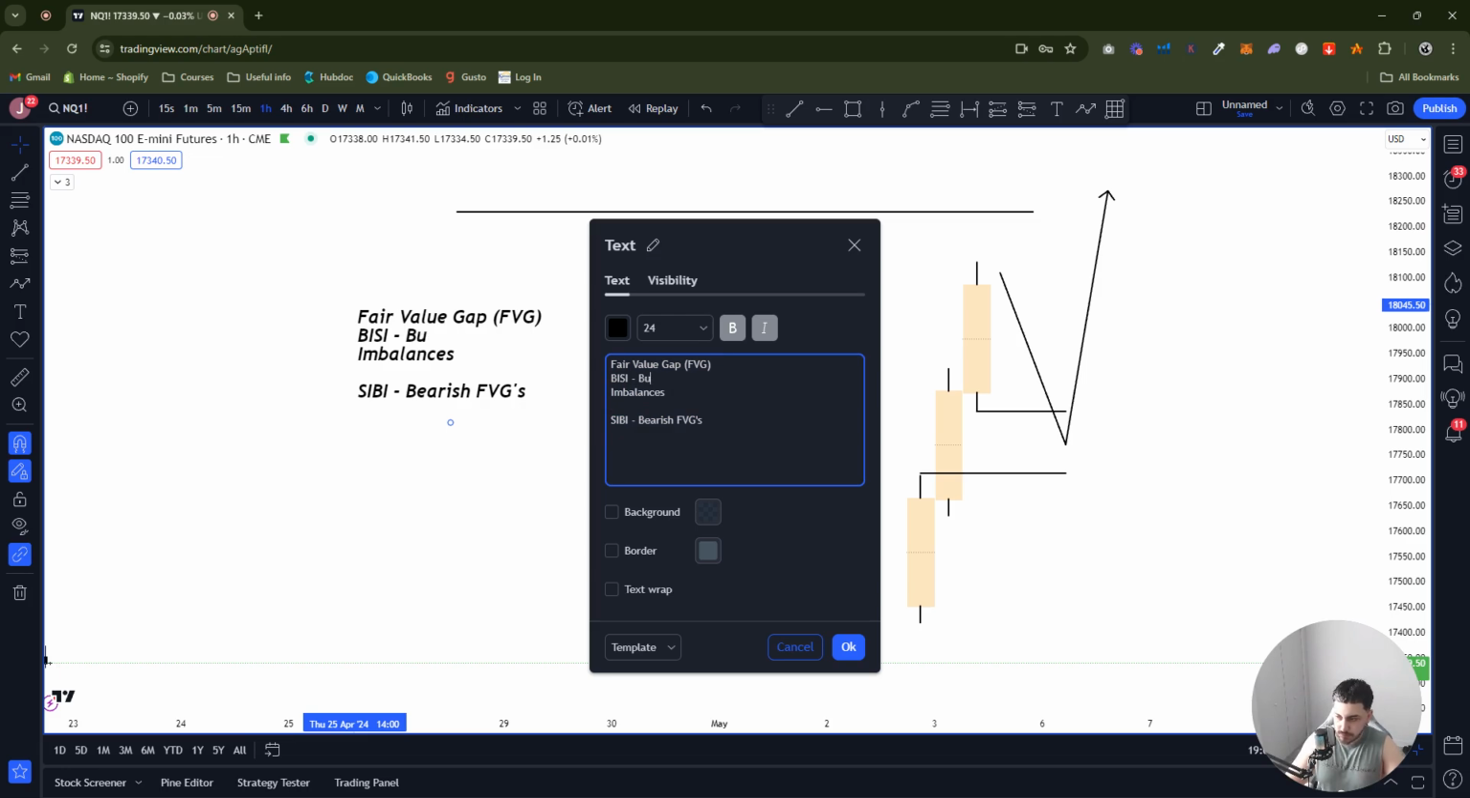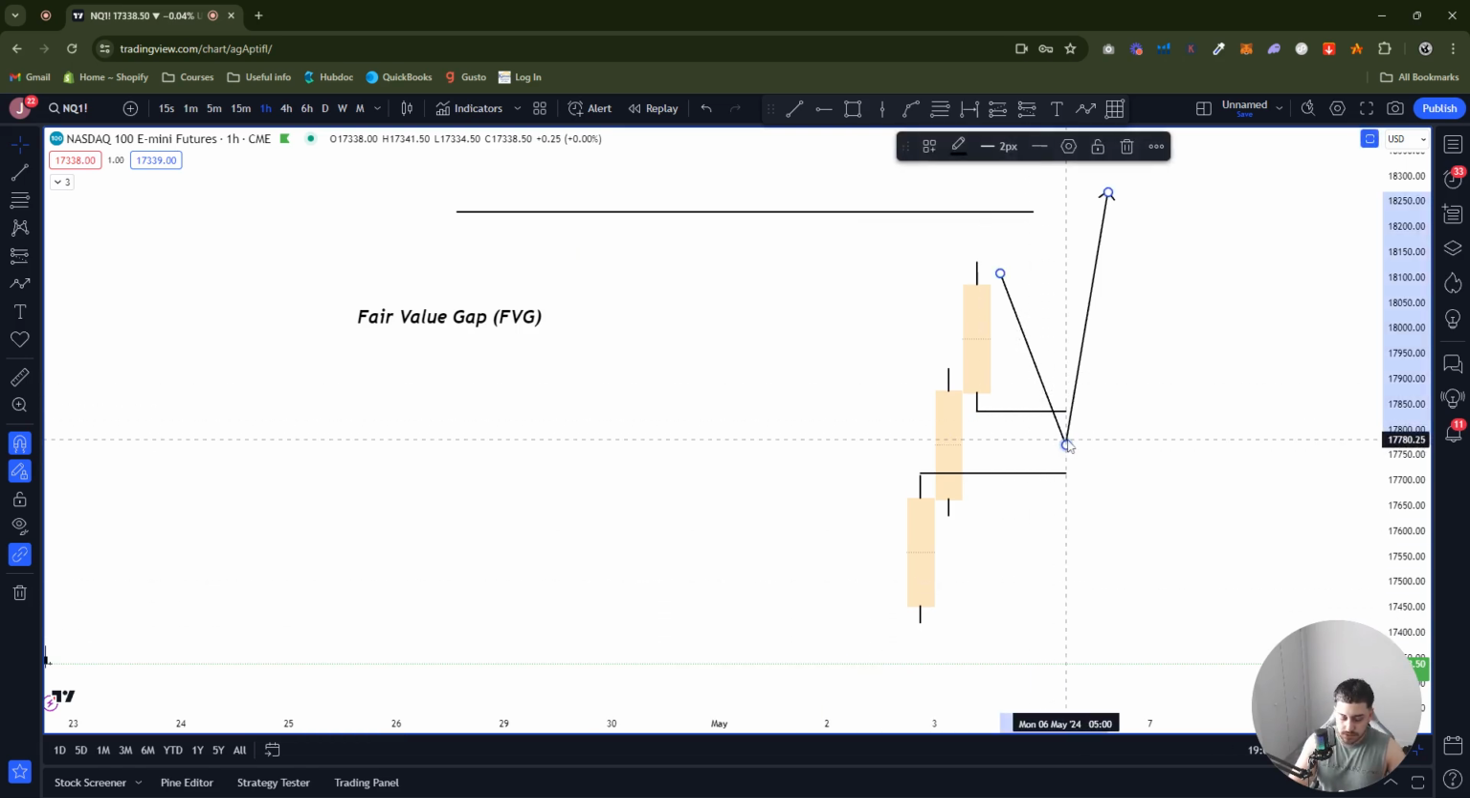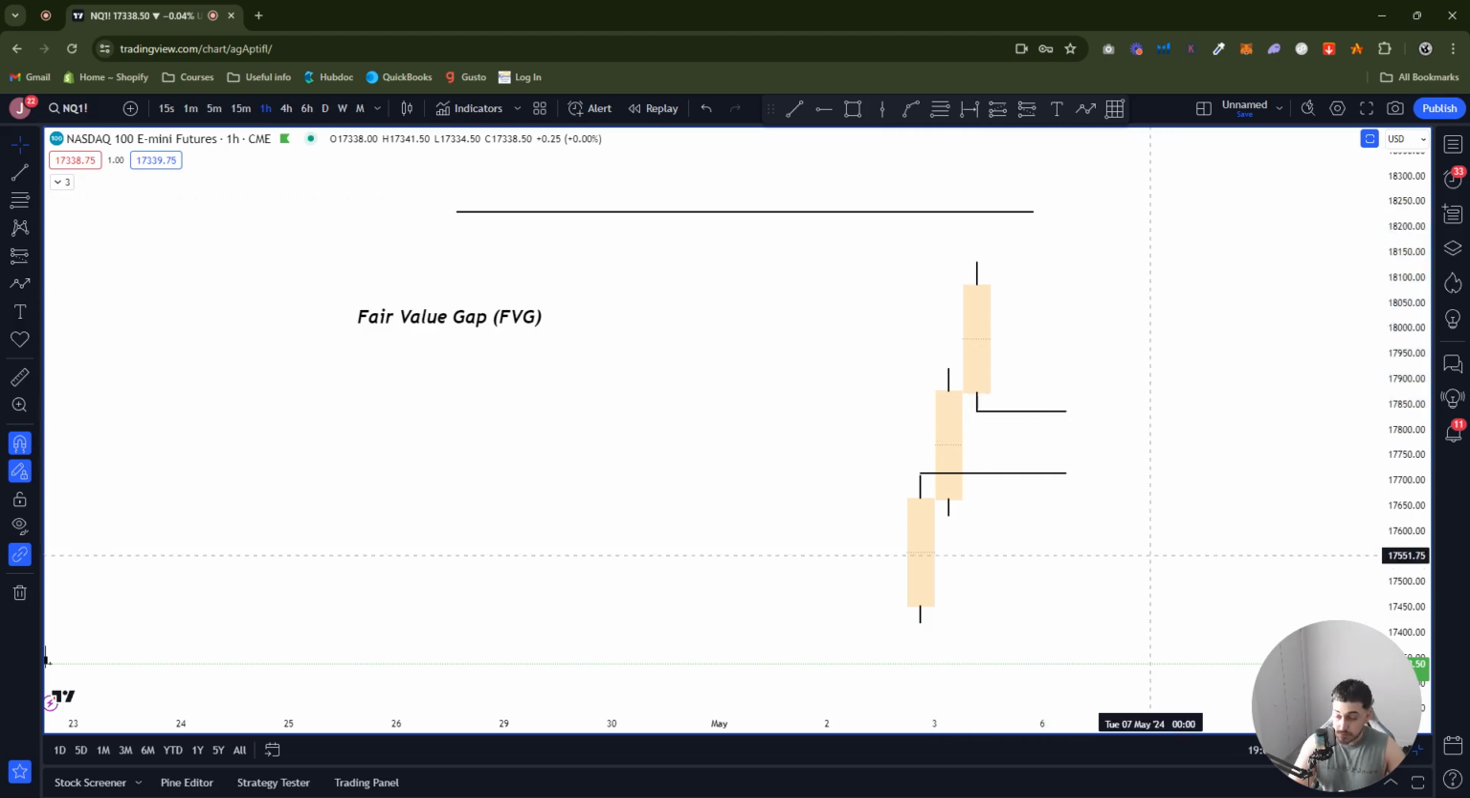So a BISI, remember, bullish FVGs, that's the nickname for the bullish ones, is called a BISI, and SIBI is the bearish one. What it stands for: BISI stands for buy side imbalance, sell side inefficiency. And SIBI stands for sell side imbalance, buy side inefficiency. It's basically just rebalancing, right? The market is rebalancing in these fair value gaps to potentially go to where the drawn liquidity is, wherever the market wants to go. So that's pretty much a fair value gap.